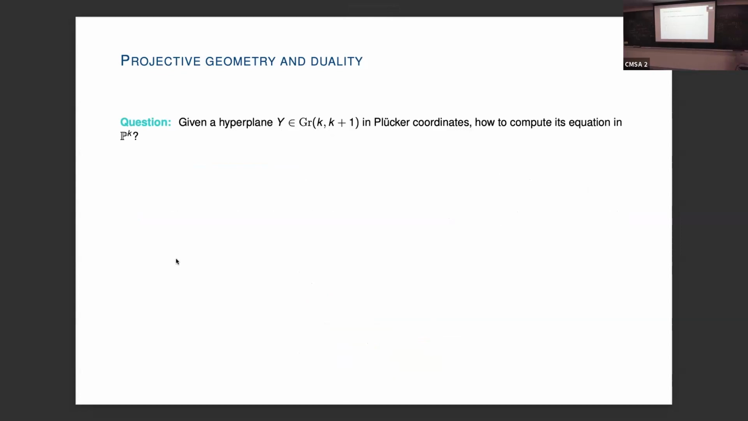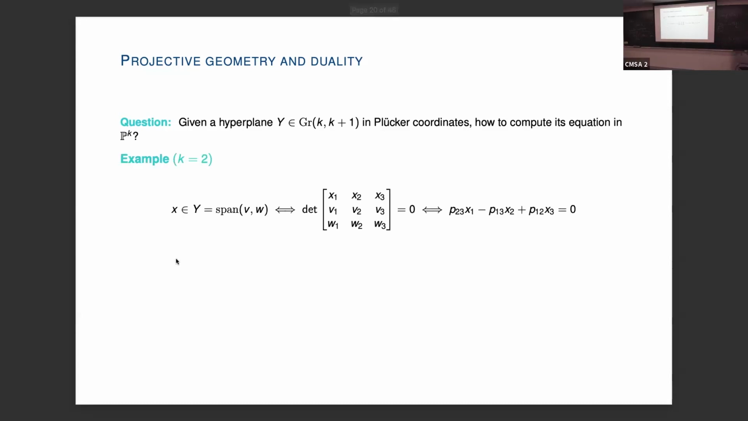Z. So before we do that, let's review some projective geometry basics. A question: if we're given a hyperplane Y in Gr(k, k+1) in Plücker coordinates, so this is a k by k+1 matrix, we take its k by k minors, and then we get a k+1 vector in P^k. So if we have this representation of a hyperplane given by a point in P^k, how can we write down the equation of the hyperplane?